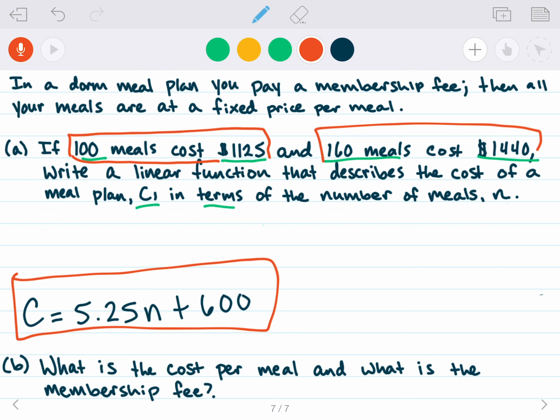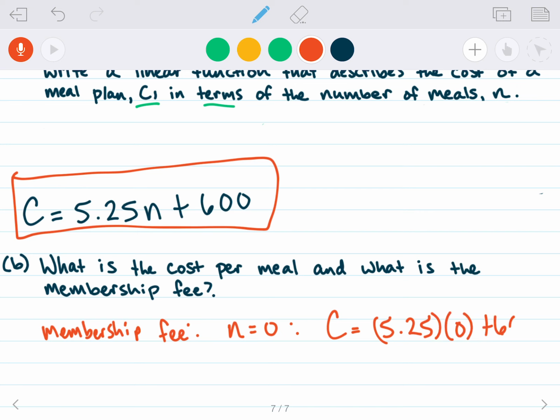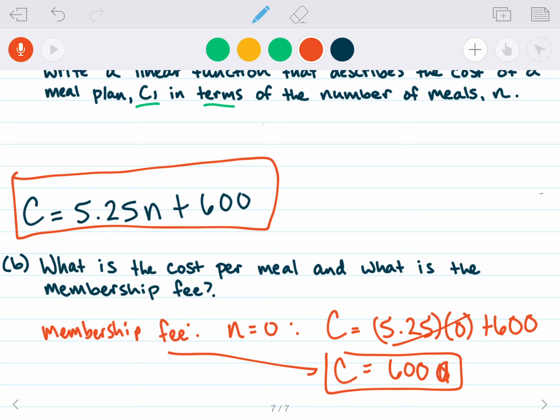So what is the cost per meal, and what is the membership fee? Well, the membership fee is how much you're going to pay given you don't buy any meals, right? So the membership fee is basically the initial value, or the y-intercept. So this is when n equals 0, the number of meals equals 0. So we have the cost is going to be 5.25 times 0 plus 600. And of course, this first term goes to 0, and we're just left with 600. So the membership fee is 600. Membership fee is 600 bucks.